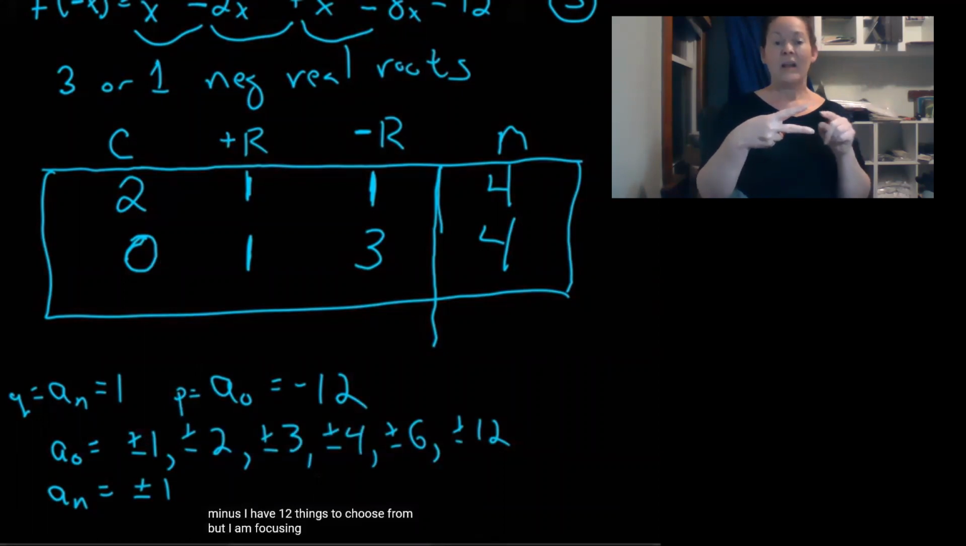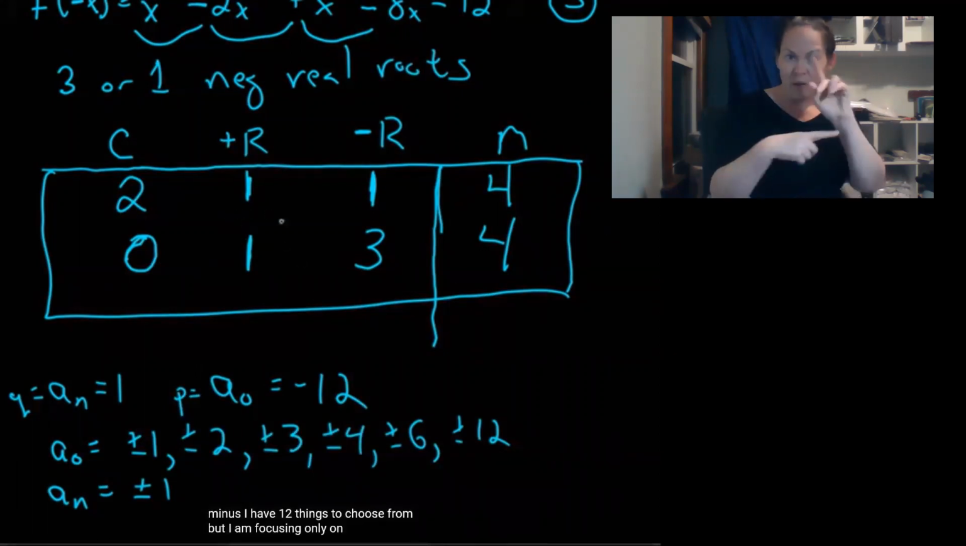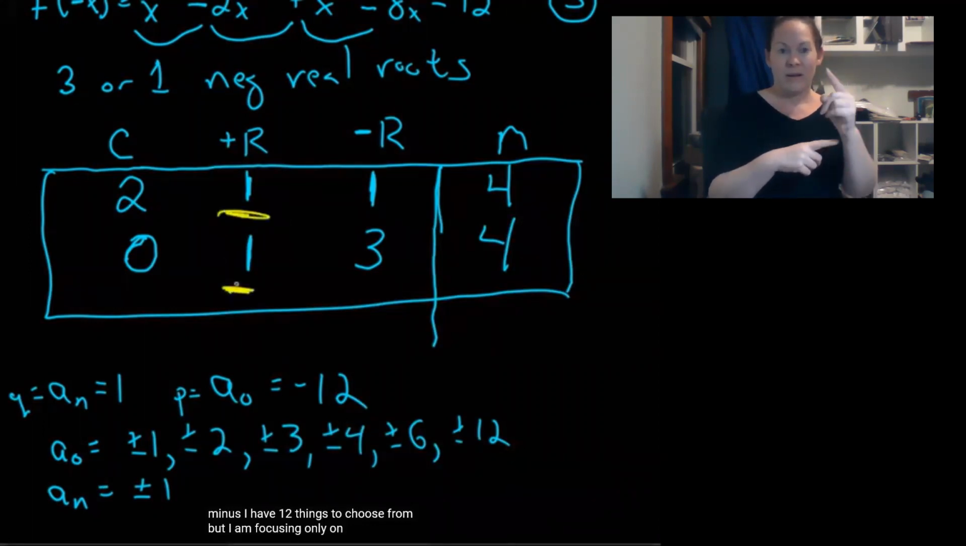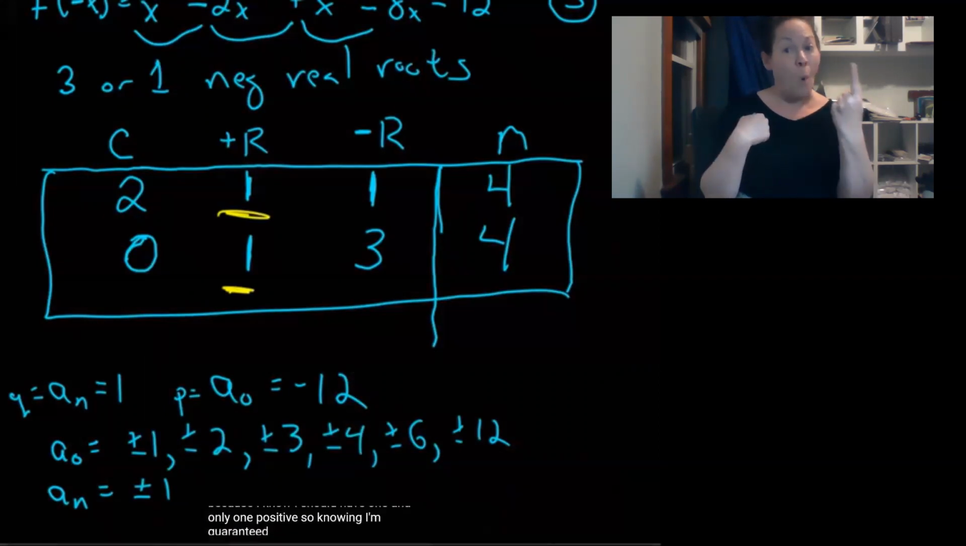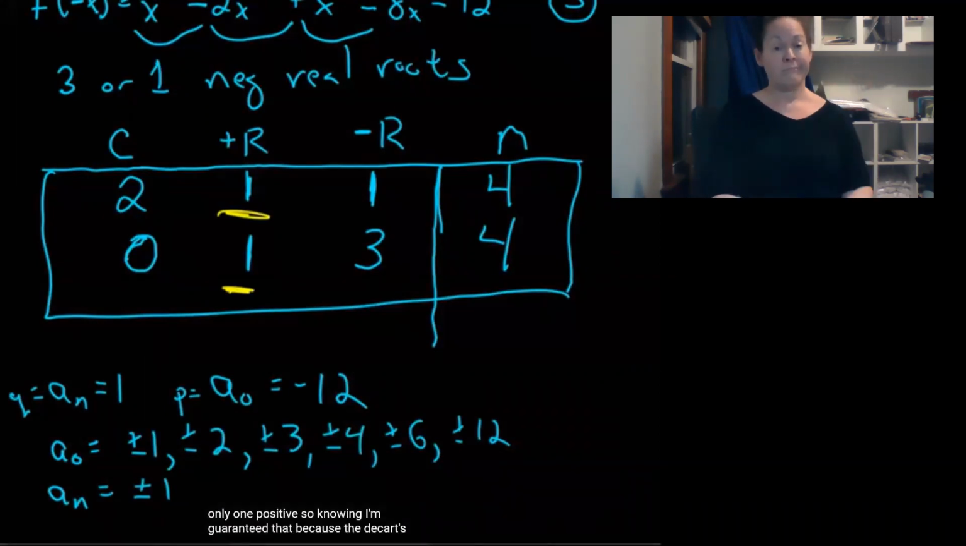But I am focusing only on positive, because I know I should have 1 and only 1 positive. So knowing I'm guaranteed that because of Descartes' rule of signs helps me run this search a little more quickly.